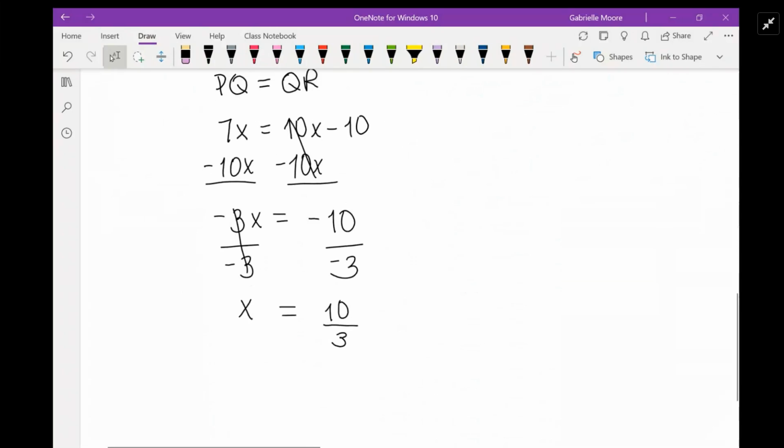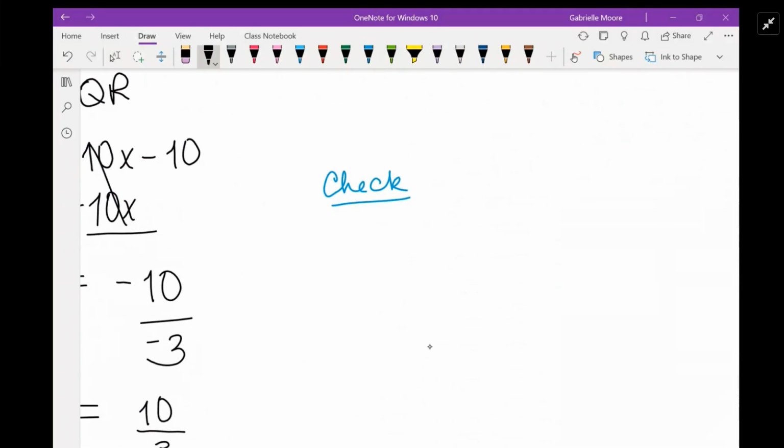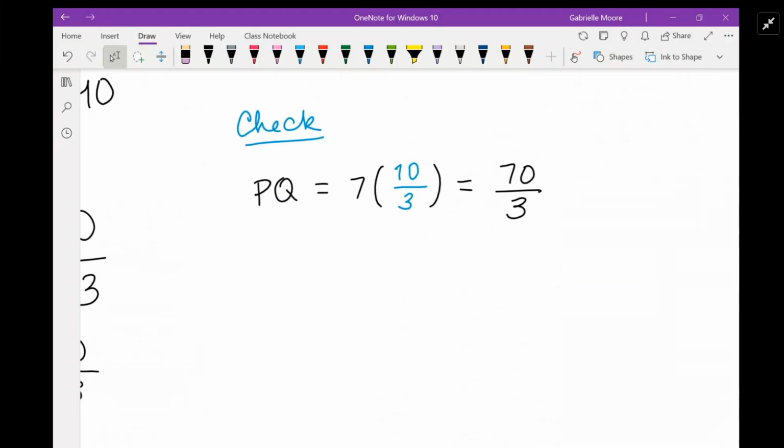And so there's x. So now we can find QR, but we're also going to do a bit of extra work here, which is always great, in order to check and make sure that it makes sense. So we're going to plug in what we found for x into both expressions just to be sure that this actually turns out to be what it's supposed to represent. So PQ, remember, is 7x. So we plug in 10 over 3 where x is, and we get 70 over 3. That one was really quick and easy to do.